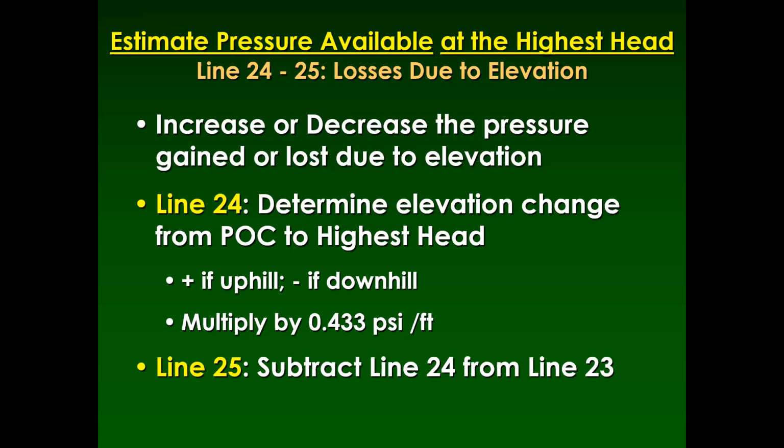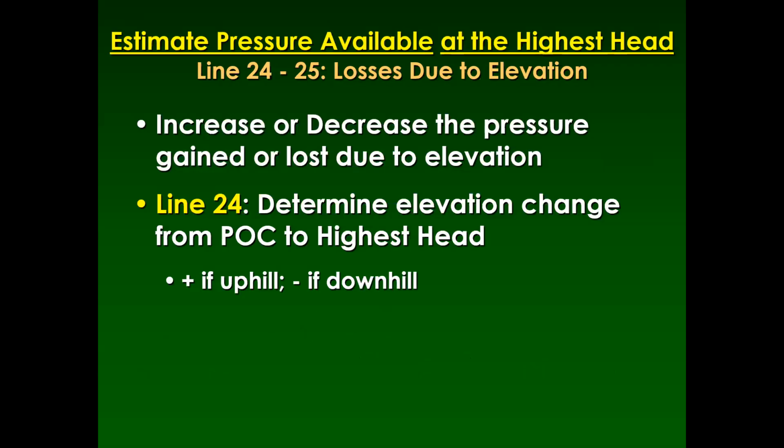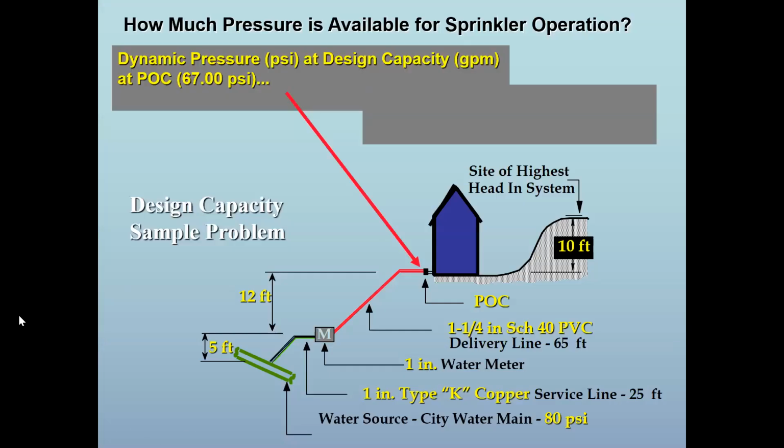Then we're going to take line 25, which is the subtraction of line 24, which is that pressure change due to elevation to that head. So you should have, we're going uphill 10 feet, because, let's jump back, our worst case scenario head is 10 feet above. So we would take 10 multiplied by 0.433, because that's how much pressure we're going to lose per foot. So we should be losing 4.33 PSI.